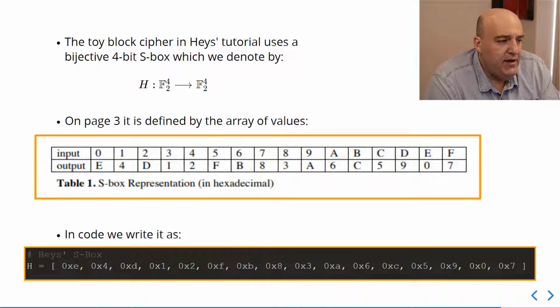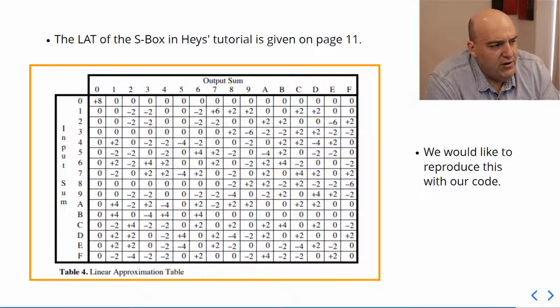So it basically takes the numbers from 0 to 15 to the numbers from 0 to 15, the integers. And it's most conveniently just written in hex. So 0 to F needs to be bijectively mapped to 0 to F. And here's the definition of it. And we can write it in code like this, just using 0x to indicate to Python that it's a hex value. And on page 11, the linear approximation table is given.